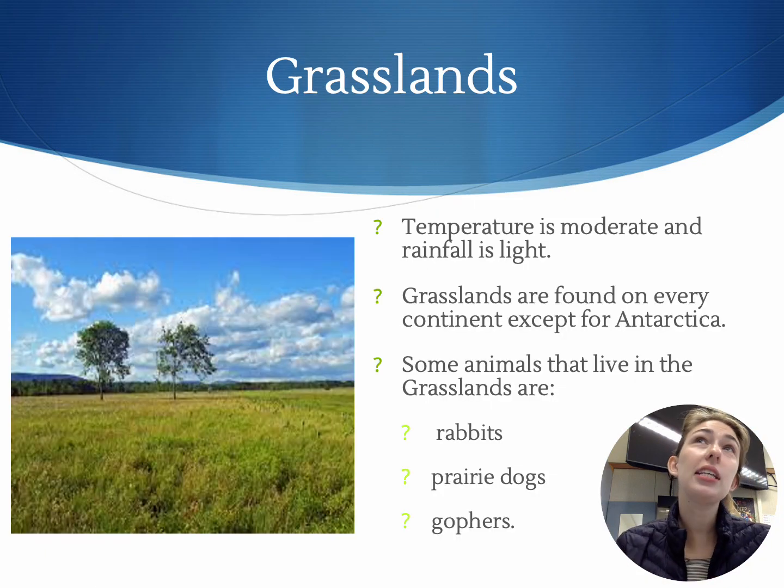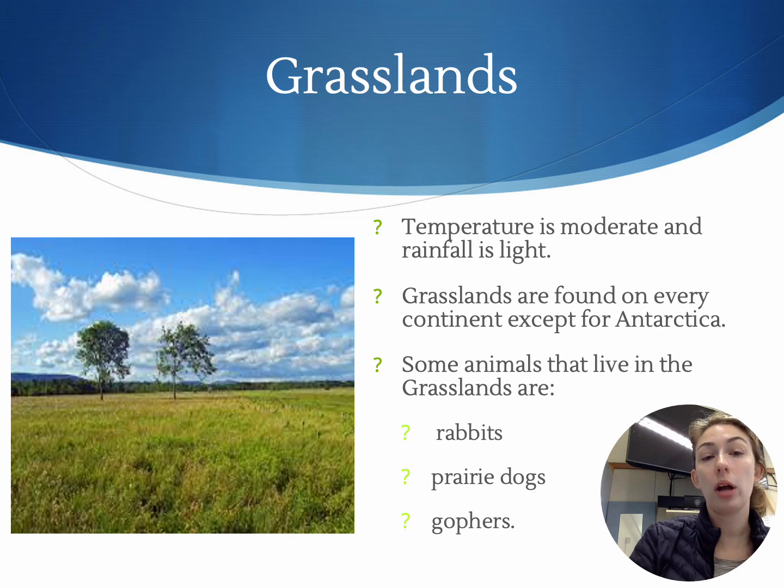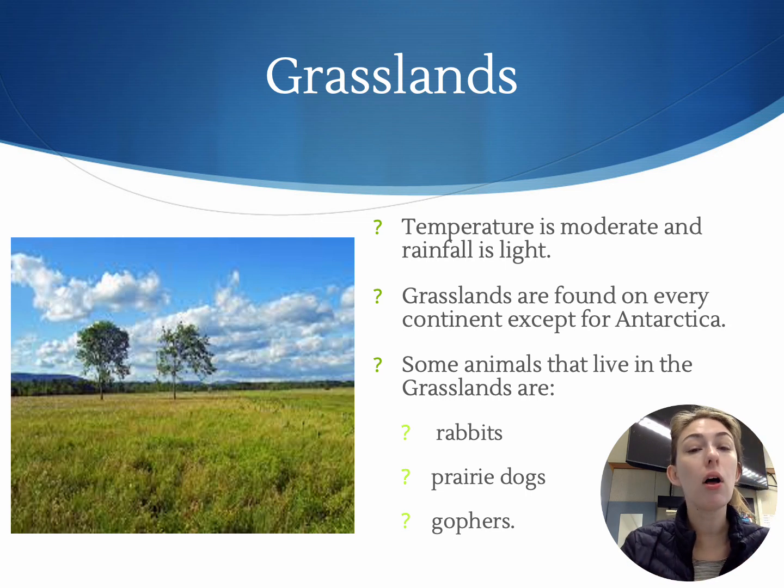Grasslands. The temperature is going to be more moderate, with light rainfall. They're found on every continent except Antarctica. Some animals that live in grasslands include rabbits, prairie dogs, and gophers. So really, they're species that usually have to hide.